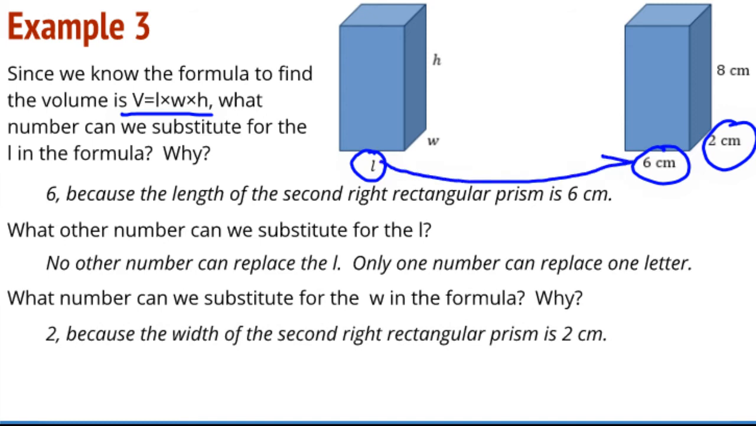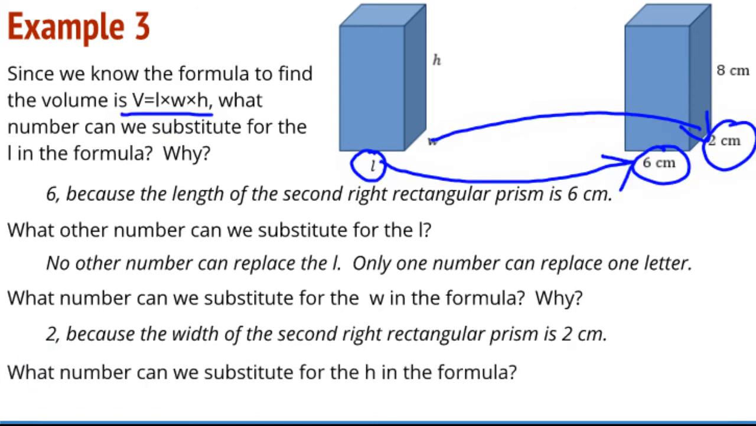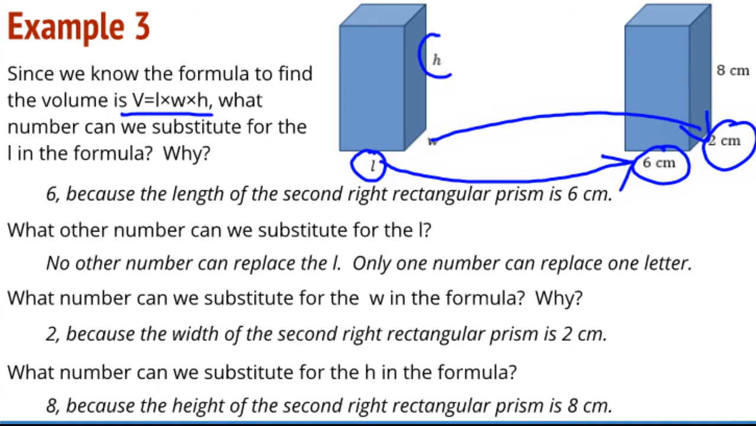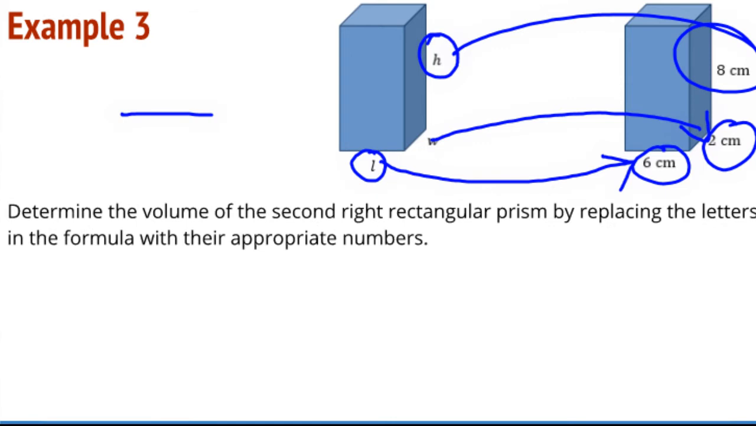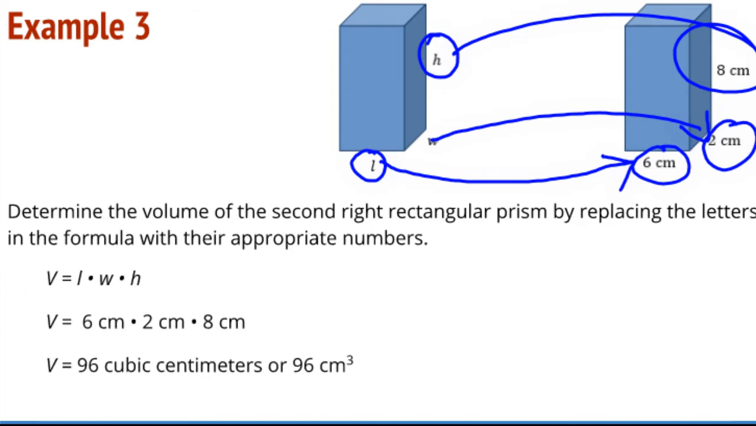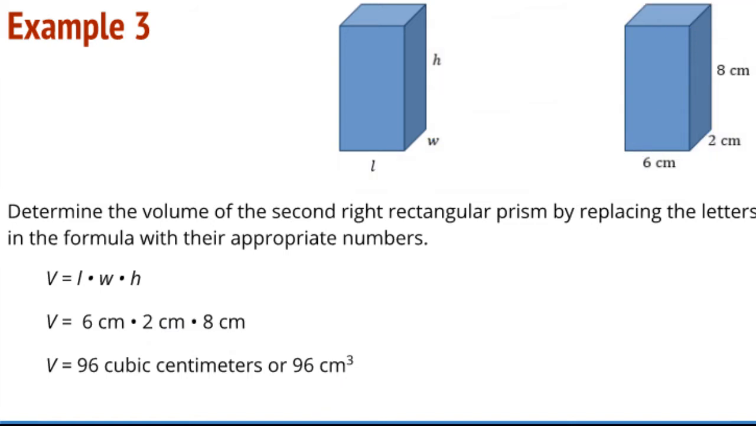So the length is connected to the length, the width is connected to the width, and of course then what can we substitute for the H? The H will be connected to the 8, the height. So the volume of this second rectangular prism, well, 6 times 2 times 8. The volume is equal to the length times the width times the height. 6 times 2 times 8 gives us 96 centimeters times centimeters, which gives us cubic centimeters. 96 cubic centimeters is the volume.